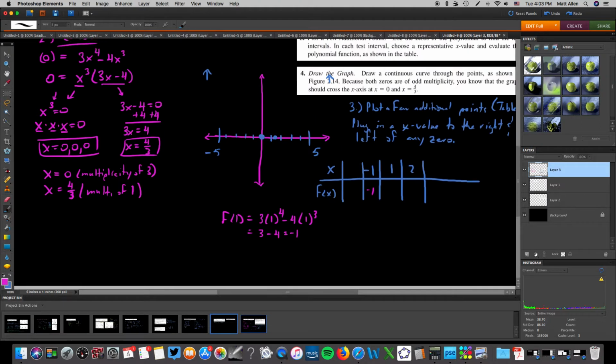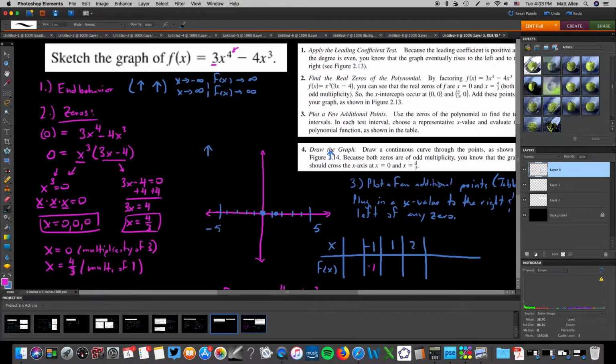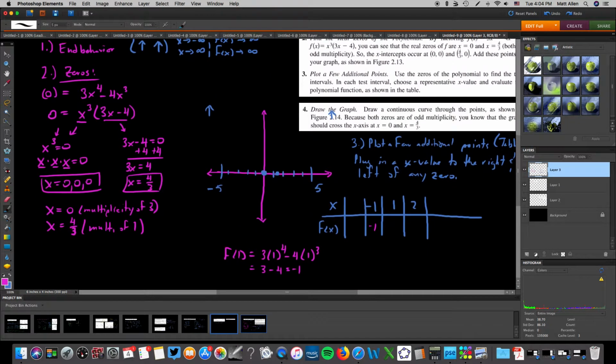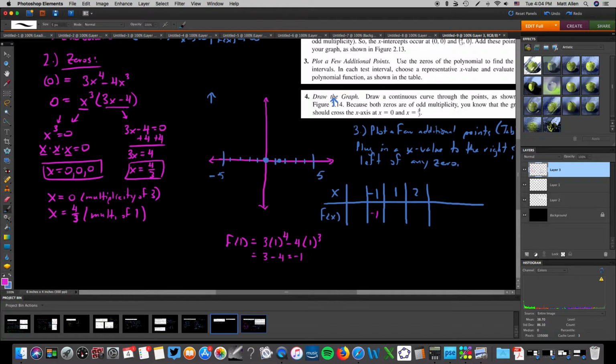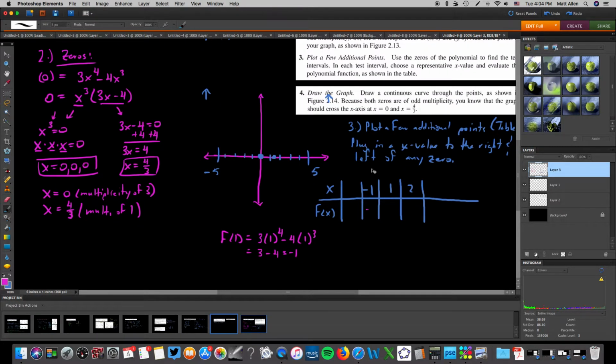If I wrote down my function carefully here, which I don't think I did, 3x to the 4th minus 4x to the 3rd. You know what? I made a mistake, and that was this. I plugged in a +1 here and here. So forgive me, -1 needs to go in right here when we plug in a +1 for x.